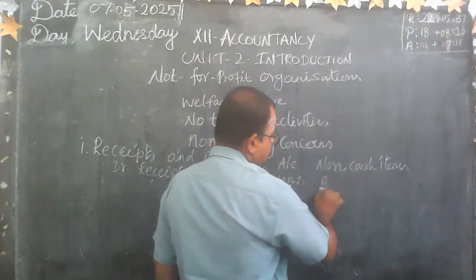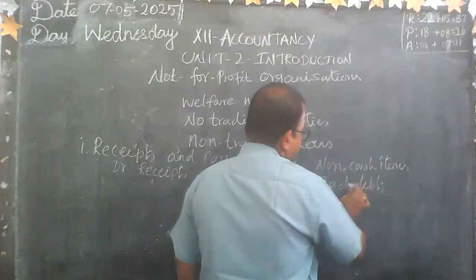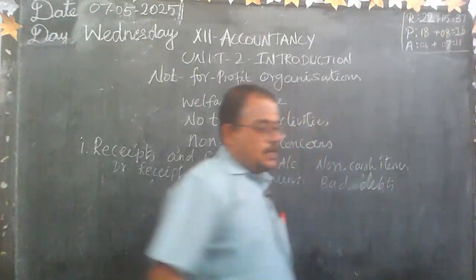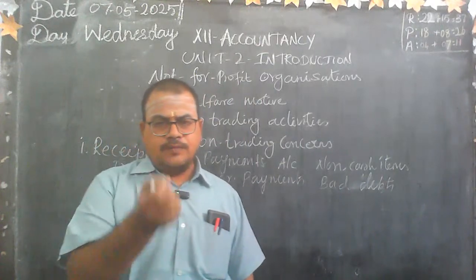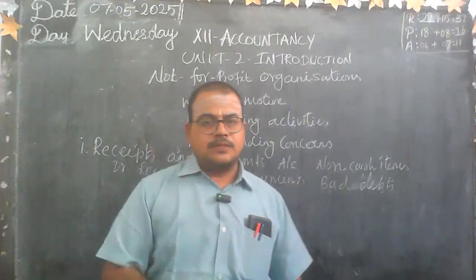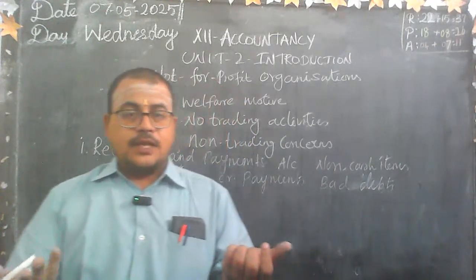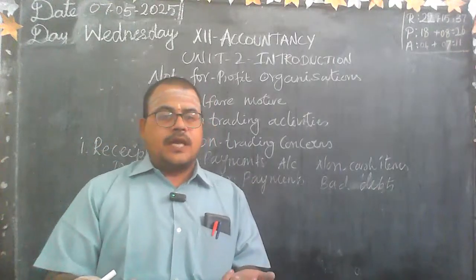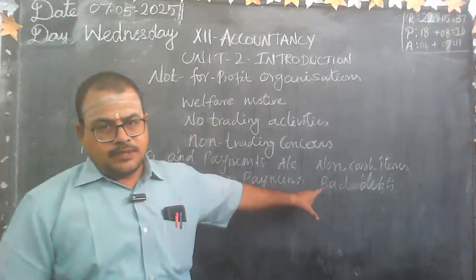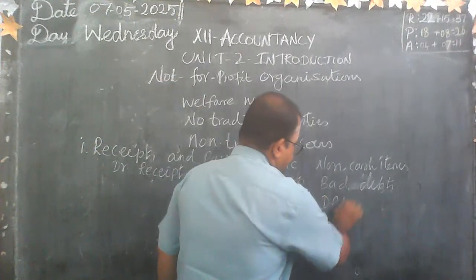And then bad debts. There is no cash movement. The debts which cannot be recovered from the debtors are known as bad debts. We did not receive any cash, and we cannot receive any cash from the debtors. It is termed bad debts. So the second item, bad debts, is a non-cash item. The first item is depreciation.